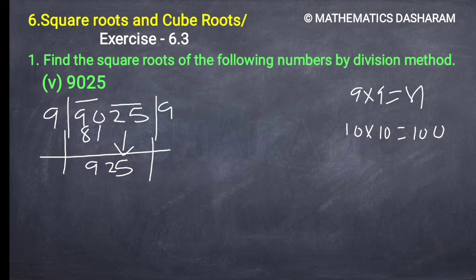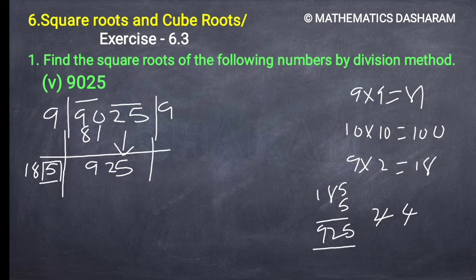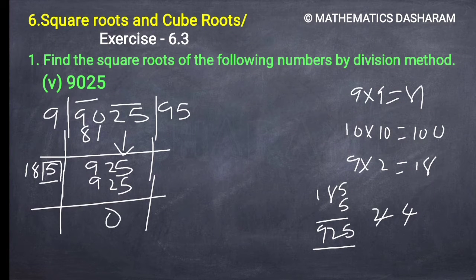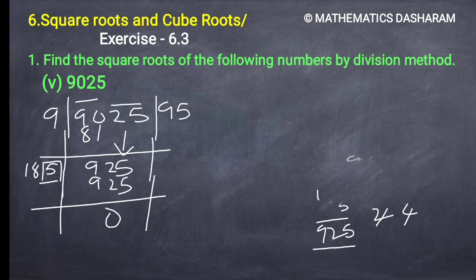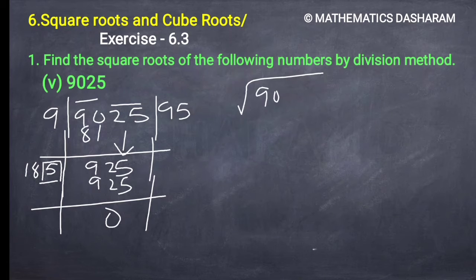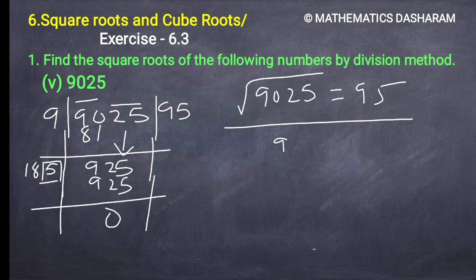Now do twice the quotient, that is 9 into 2, it is 18. So beside 18 we need to take one digit. So the suitable digit is 5. So 185 into 5 is 925. So then the remainder is 0. So therefore the square root of 9025 equals 95. Let's verify the answer.